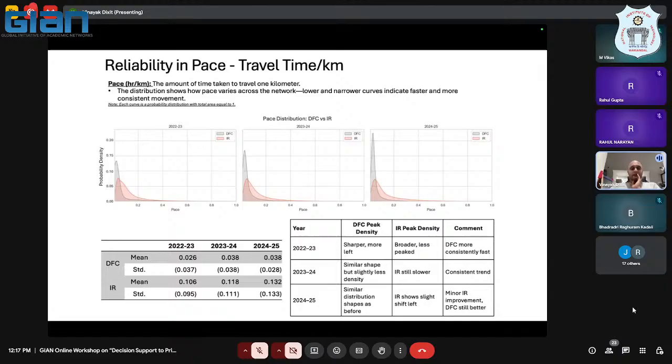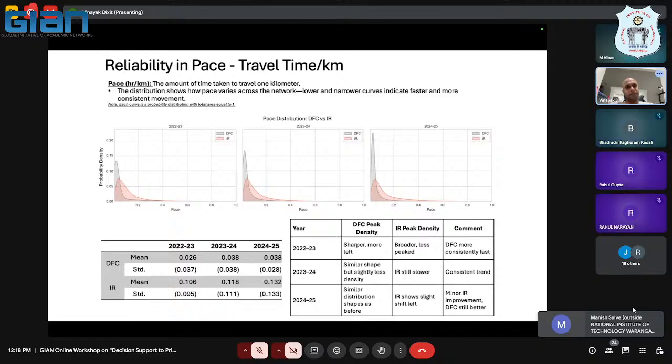Then we looked at developing a reliability index. So how do you do reliability? One of the things you have is travel times. Usually you have travel time and then the standard deviation of travel time. But each trip has a different travel length, right? So usually you do the calculations in pace, which is hours per kilometer. Does that make sense? It's basically the inverse of speed. Any questions?